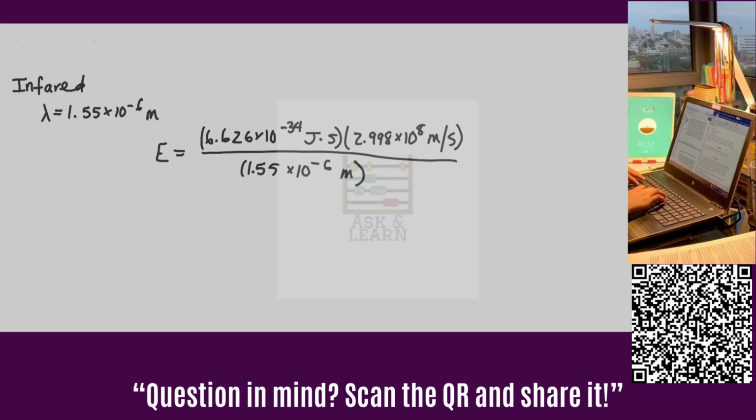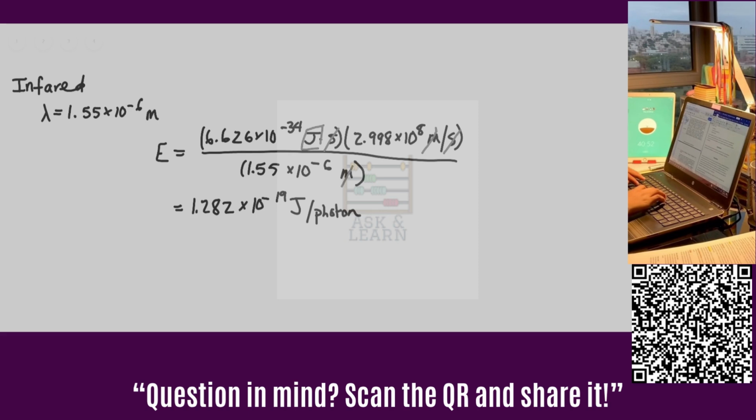Before we plug anything into our calculator, we're going to do a quick unit check to make sure everything cancels out in our favor. The seconds cancel out correctly, with seconds in the numerator and seconds in the denominator. Our meters cancel out too, with one meter in the denominator and one in the numerator. That leaves us with just joules, which is exactly what we're looking for. Like I said, we'll worry about moles in a minute. Calculating this out, this gives us 1.282 times 10 to the negative 19 joules per photon.